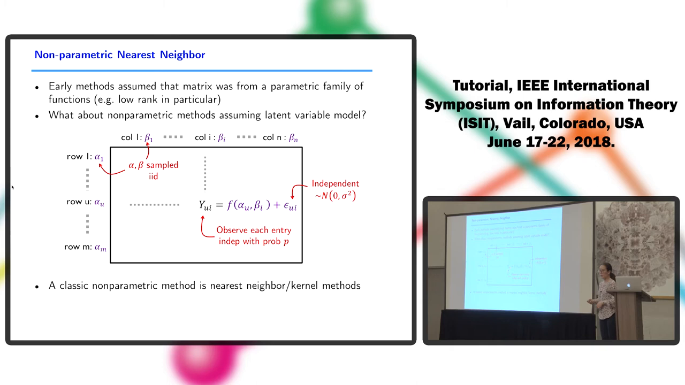But in this case, because the alphas and betas are actually latent, we want to ask, what can we do now? And what are the class of models of this function class f for which we could actually have provable guarantees?